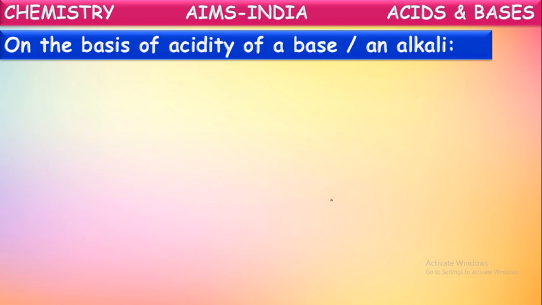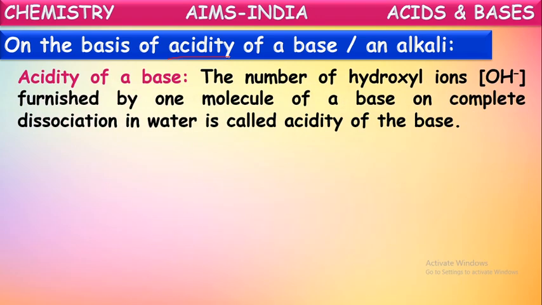On the basis of acidity of a base. What is the meaning of acidity here? Let us see. Acidity of a base is defined as the number of hydroxyl ions furnished or liberated by one molecule of a base on complete dissociation in water. Yes, the number of hydroxyl ions or OH minus ions furnished by one molecule of a base on complete dissociation in water is called the acidity of the base.